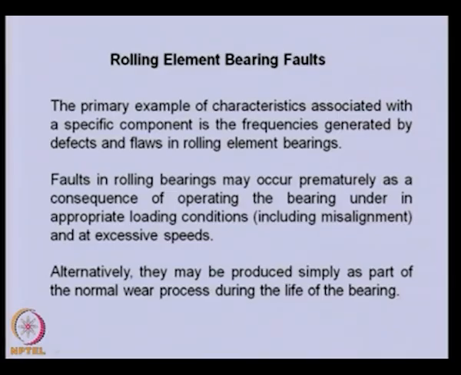For rolling element bearing faults, the primary example of a characteristic associated with a specific component is the frequencies generated by the defects and flaws in the rolling element bearings. Faults in rolling element bearings may occur prematurely as a consequence of operating the bearing under inappropriate loading conditions, including misalignment and excessive speeds. Alternately, they may be produced simply as part of the normal wear process during the life cycle of the bearing.